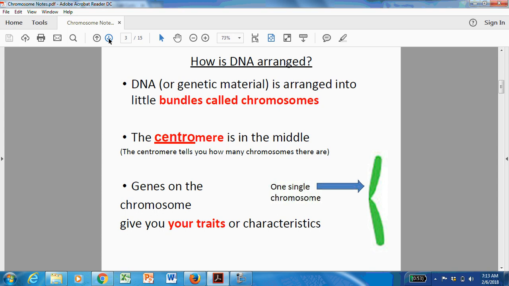And if you look at a chromosome, that piece of DNA is held together by what's called a centromere. And if we look at just the shape of it, here's an example of one single chromosome, and then in the middle there it's the centromere. And on that DNA you have specific genes that code for different traits. So chromosomes are just sections of DNA that are organized in little bundles like this, where there are smaller parts on the chromosome that code for traits.